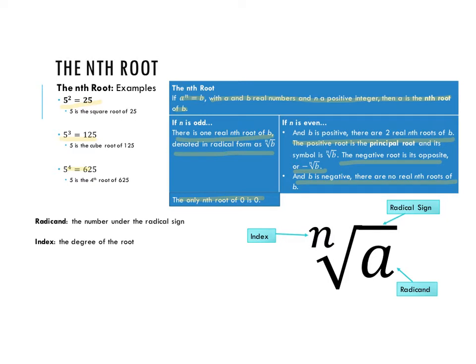So notice the radicand, that is the number under the radical sign, seen here. And the index is the root, right? Or the number in the check mark. And obviously the radical sign.